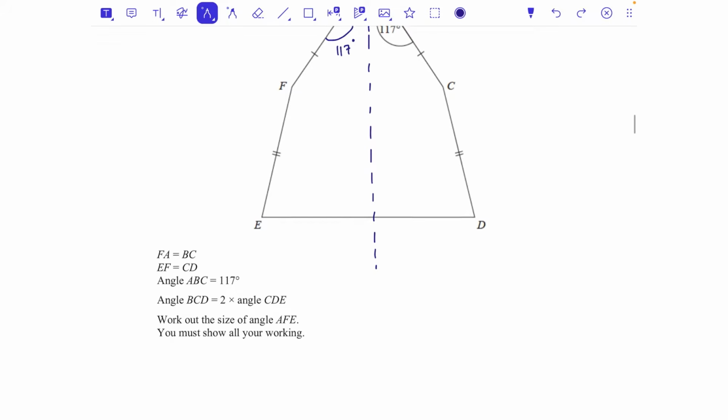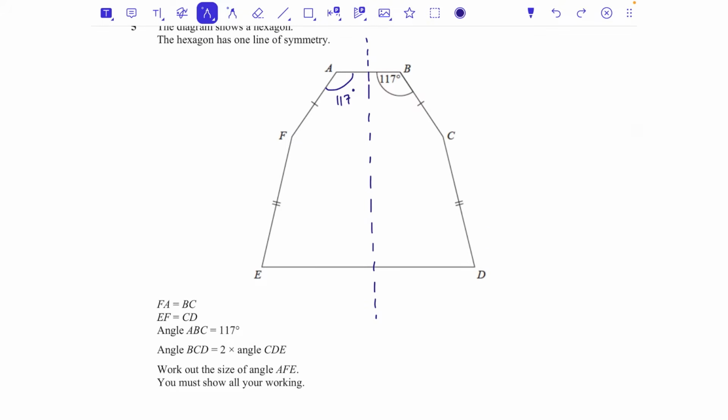Great. Angle BCD. So if you go from B to C to D, the angle you're making is here. So angle BCD is double angle CDE, which is this one here. So therefore I'm going to call this one X and I'm going to call this one 2X. So I also know that this one is 2X and I also know that this one is X. Work out the size of angle AFE, which is this one over here. Okay, so I know that this is a hexagon, and angles in a hexagon add up to 720. Angles in a triangle add up to 180. Angles in a quadrilateral add up to 360.